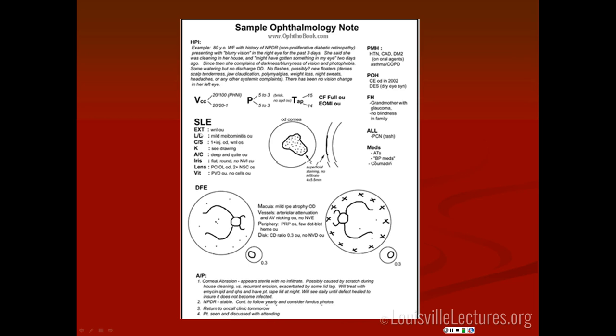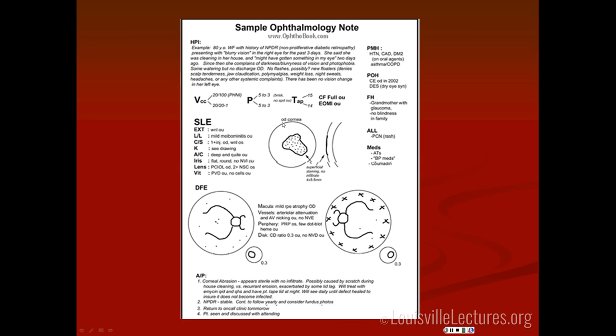Getting down to here, so on this, it's external exam. L&L is lids and lacrimal glands. C&S is conjunctiva and sclera. K is for cornea. I don't know why it's not a C. It should be a C, but anyway, we put it as a K. AC is anterior chamber, so the space between the cornea and the iris. Iris is iris, then lens, and then vitreous.